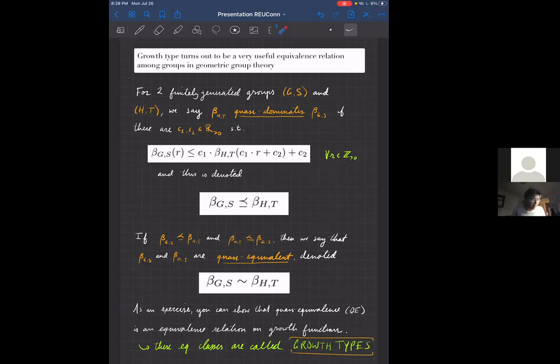Okay, so maybe you can convince yourself as well, this is sort of an exercise if you'd like, that quasi-equivalence is an equivalence relation on the set of growth functions of finitely generated groups. And in fact, these equivalence classes are called growth types. Great. So far, everything is very natural. We're just looking at different types of groups and how quickly they grow as we look at words of longer and longer length.